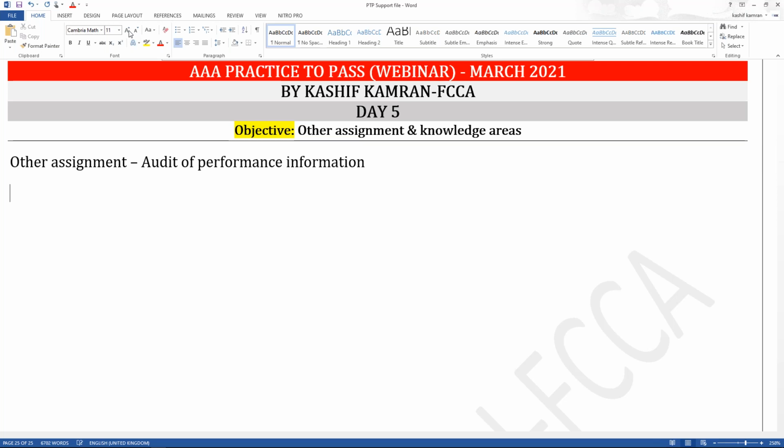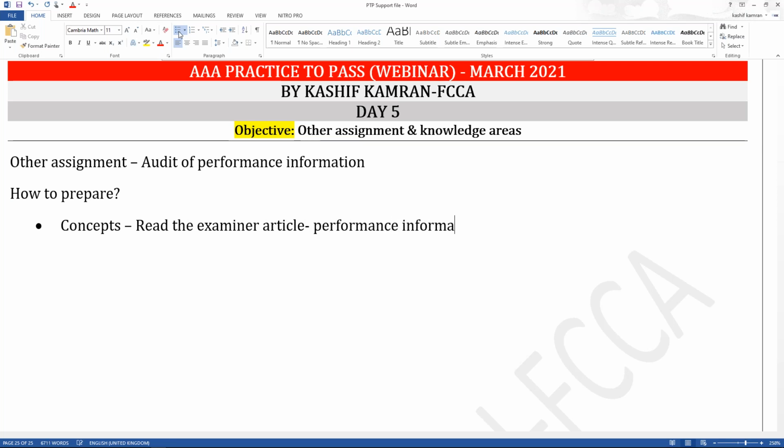Okay, moving on. First of all, when you're preparing yourself for this topic, audit of performance information, how to prepare this topic. The first thing you need to do is obviously clarify your concepts on this topic. And to clarify the concept, you have a good article, so no need of a book reading. You will directly read the examiner article, which is performance information in public sector.